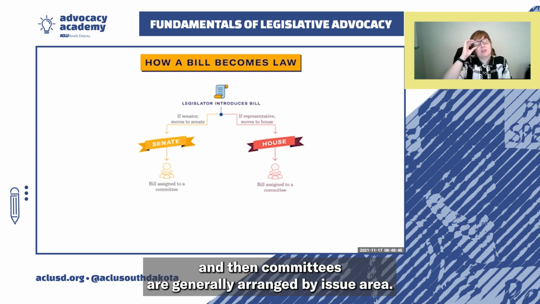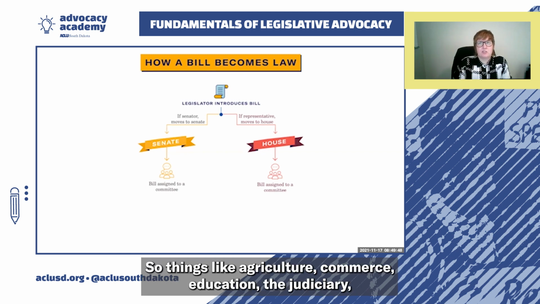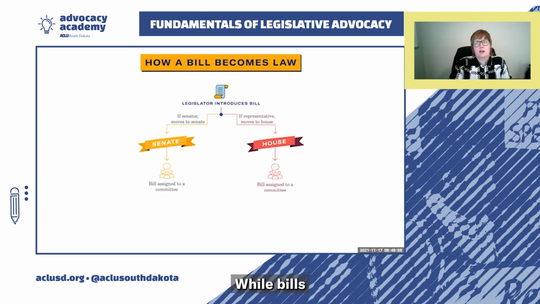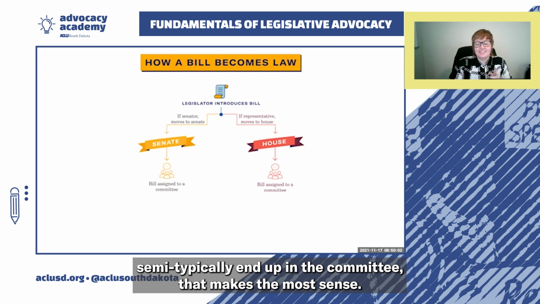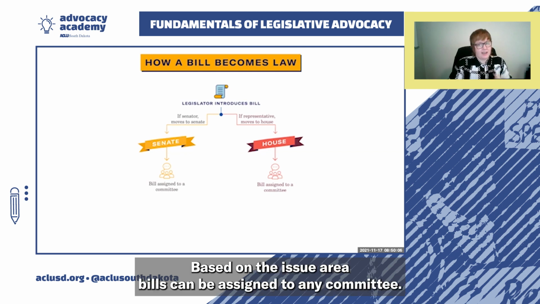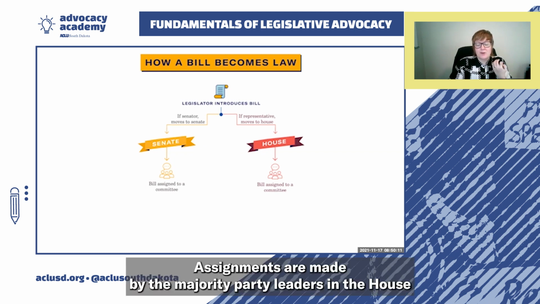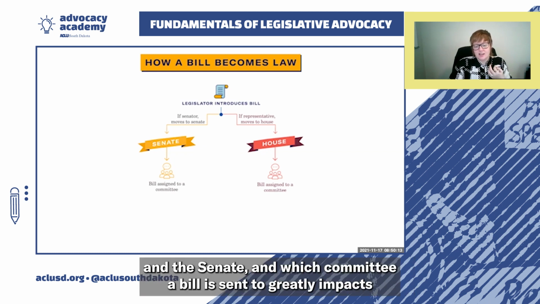And then committees are generally arranged by issue area. So things like agriculture, commerce, education, the judiciary, health and human services, taxation, and so forth. While bills semi-typically end up in the committee that makes the most sense based on the issue area, bills can be assigned to any committee. Bill assignments are made by the majority party's leaders in the House and in the Senate.